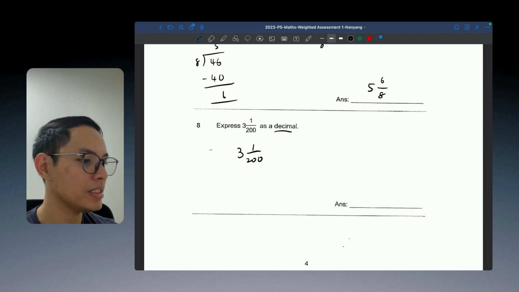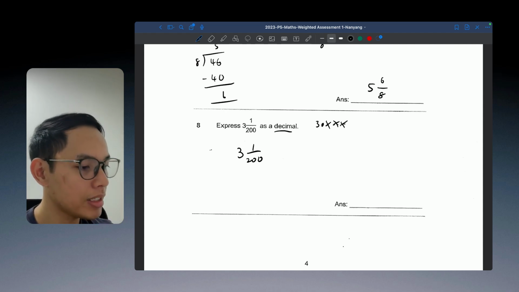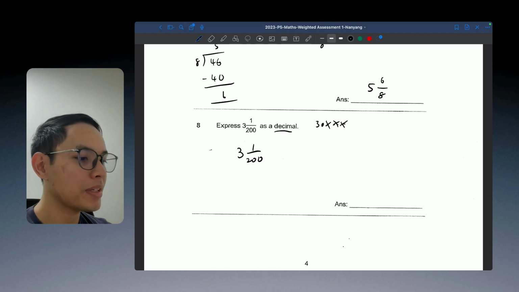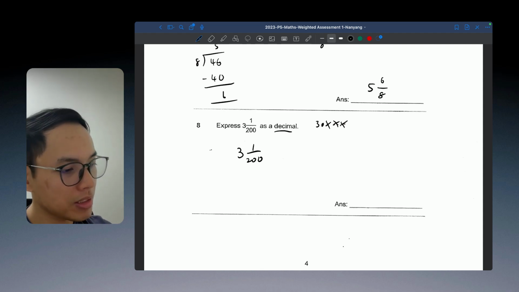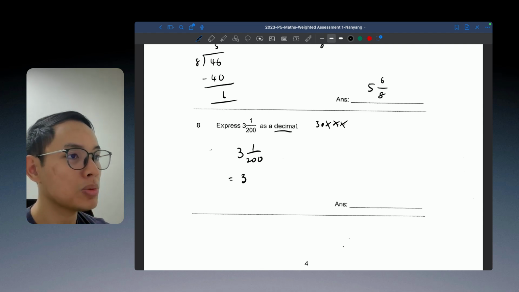So decimal over here means it's like the 3 point something something something, right? 3 point x. So these are just numbers, 3 point. So you have a dot over there, right? Okay, so how do we express 1 over 200? That's what you see over here. So we know the answer is roughly about 3, but it's 200.